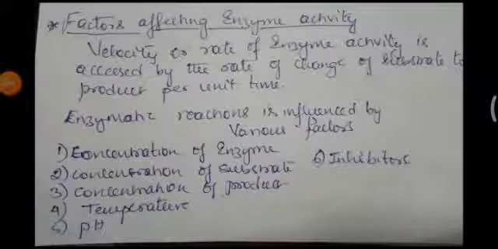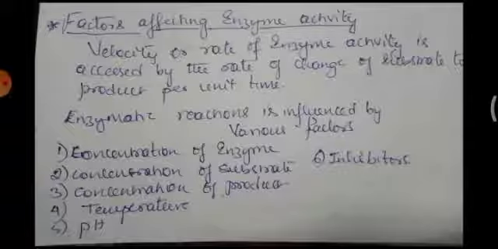Hello viewers, in the previous session we were discussing the classification of enzymes based on the location and also based on the reaction catalyzed. Now in this session we are going to discuss factors affecting enzyme activity. When an enzyme is performing the conversion of substrate into product, certain factors are going to influence this activity, which can enhance or decrease the activity of the enzyme. Hence we will discuss those factors which are affecting the enzyme activity.